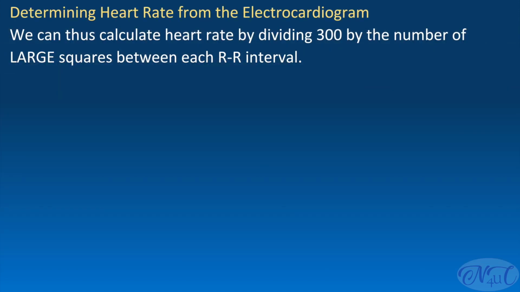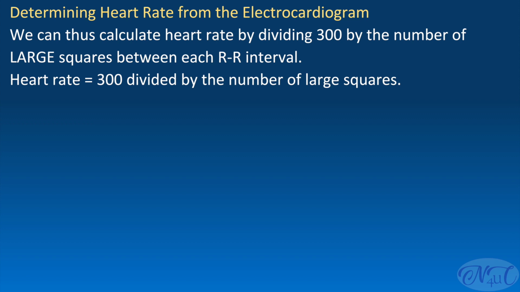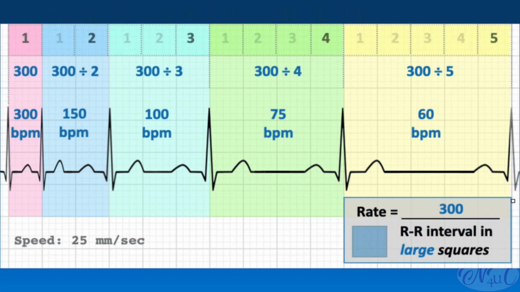We can thus calculate heart rate by dividing 300 by the number of large squares between each RR interval. Heart rate is equal to 300 divided by the number of large squares. For example, if there is one large square between R waves, the heart rate is 300 beats per minute. If there are two large squares, the heart rate will be 150 beats per minute.